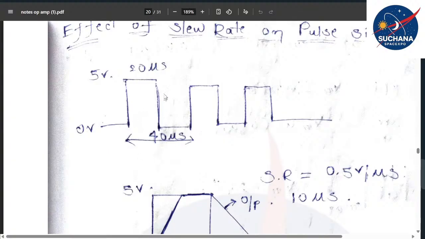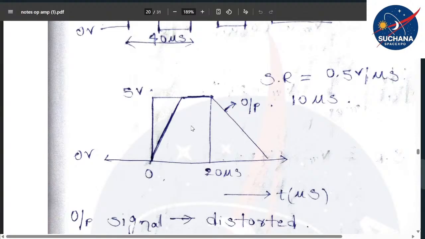Among these 40 microseconds, for 20 microseconds, the first half of the time period, it remains in the high state. That means you are supplying 5 volt, and this pattern continues. Now we will check the output. For simplicity, we are taking only the first pulse, keeping the other square pulses aside, and we will check the output. What we expect is that we will again get the same thing, the same 5 volt square coming in the output.